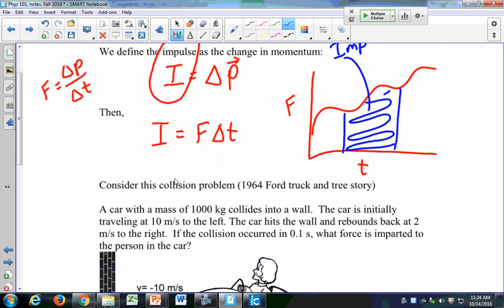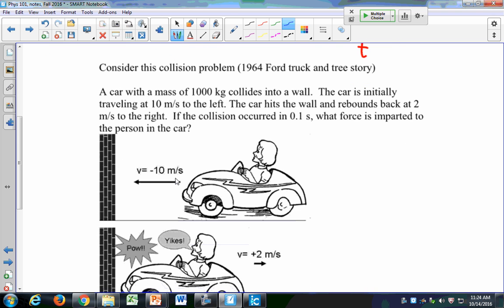So let's look at this collision problem. Listen, when I was a kid, we had this 1964 Ford pickup truck. Y'all know the 1964 Ford? It was a fleet side, which wasn't real common back then in the 60s. And it was also a long wheelbase, which wasn't common. It was a really nice truck.